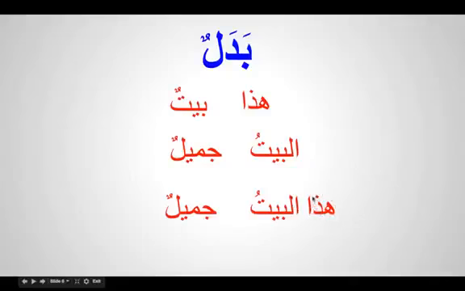Let's use our knowledge of mubtada and khabar and try to analyze this. If هذا is coming as a mubtada, then what is this al baytu? Is that a mubtada? Is that a khabar? What is it? This is what we learn. Hada is the mubtada. Al baytu is what we call a badal for hada.